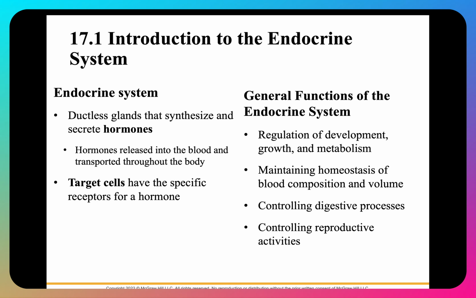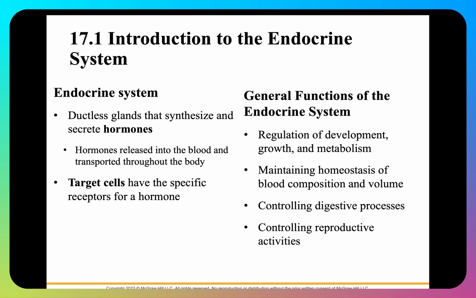Endocrine glands are glands that do not have a duct, and they are going to synthesize and secrete hormones. These hormones are typically released into the bloodstream. That's how they're transported through the body, and they will make their way to target cells that have a specific receptor for that hormone. So quite often you'll hear me use the term chemical messenger in place of hormone, because that's really what they are.